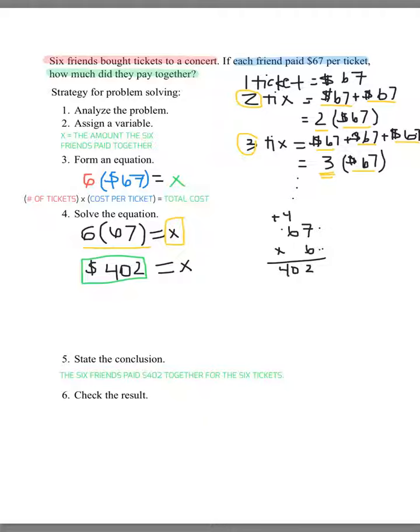So now let us go ahead and check the result. When checking the result, just like in step 4, we always want to start off with the original equation found in step 3. So the original equation is 6 times 67 equals x. However, we now know that x is equal to 402. So we're going to replace x with 402. And on the left hand side, we still have 6 times 67.